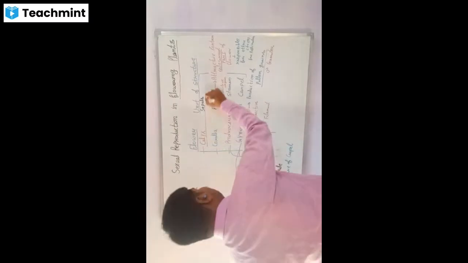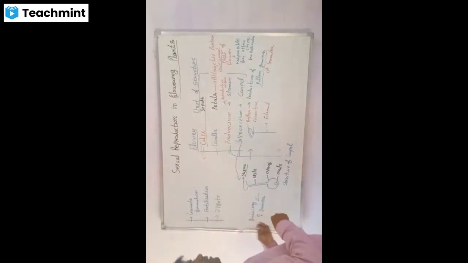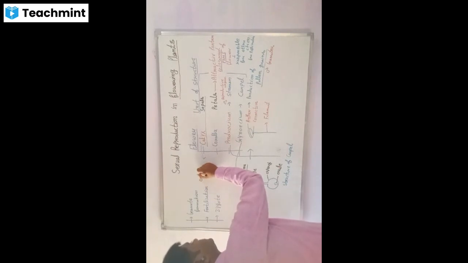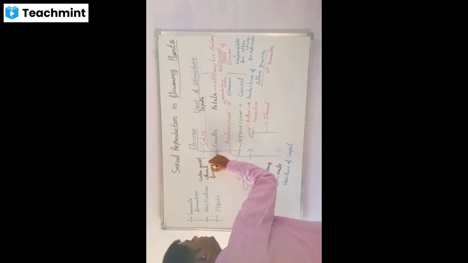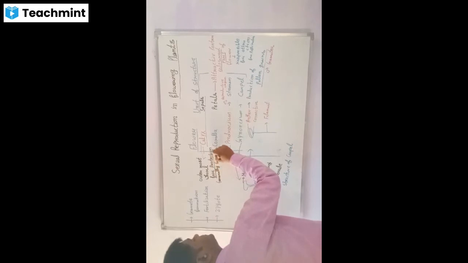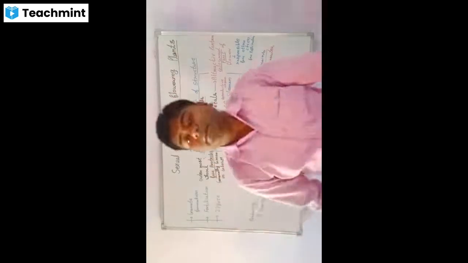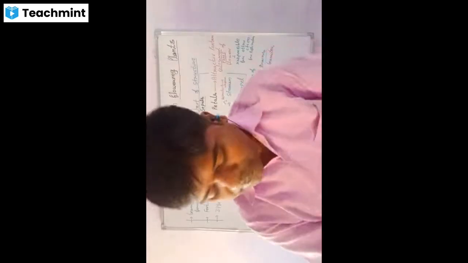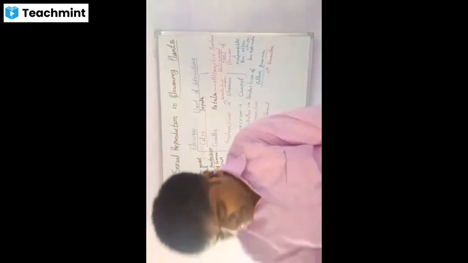Let's take calyx, the sepals. This one is the outermost wall, for protection, and it is generally green in color. That is all the portions of the flower I explained to you.